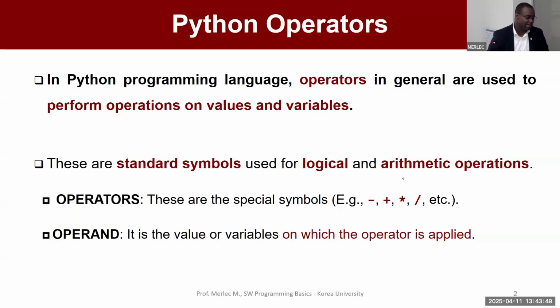In Python, like other programming languages, we have operators, okay, which are used in general to perform operations on variables or on values. We have seen last week the notion of variables. Variables are just containers that are used to memorize values in memory in order to perform some operations on them. So in Python, we don't have a specific declaration of the type of the variables.